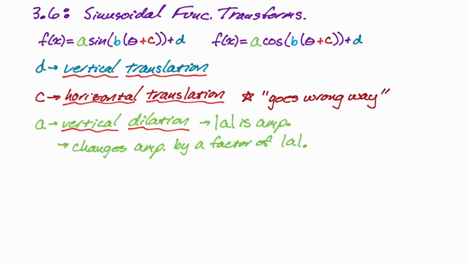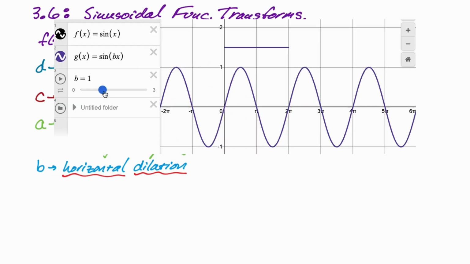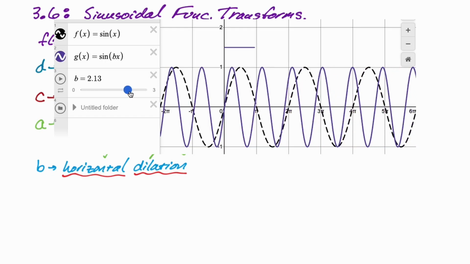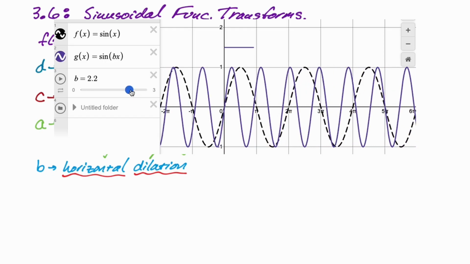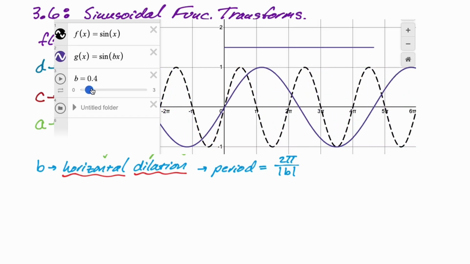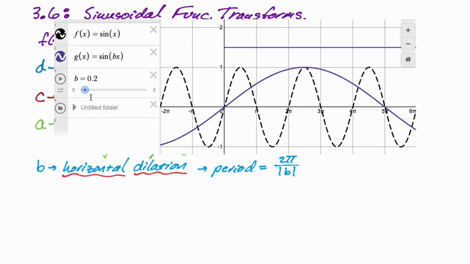And then finally we have B. B is probably the weirdest one. B is the horizontal dilation. The word dilation doesn't quite mean this, but we're going to change the shape of the graph. We're either squeezing it or stretching it out in a horizontal direction, so either things are happening faster or they're happening slower. The distance between maximums will be smaller, or the distance between maximums will be farther apart. In general, we can say the period is 2 pi divided by the absolute value of B. And because of that, we can say the frequency is the absolute value of B divided by 2 pi.